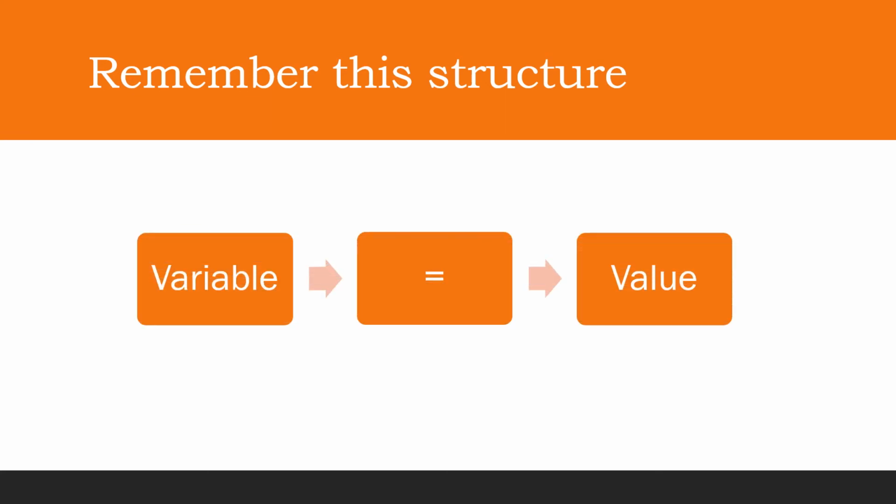Remember this structure. We always give the name of the variable, then an equals sign, then the value that we want to put into the variable. It's never the other way around. So just get that in carefully into memory. Variable equals value. We're going to look at loads and loads of examples of that structure over the next few lessons.